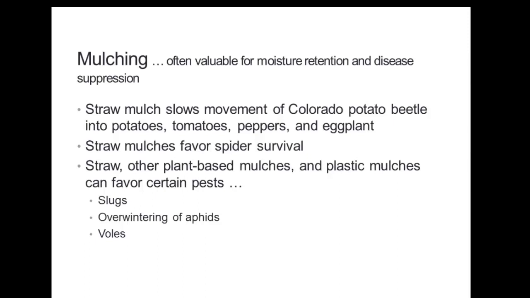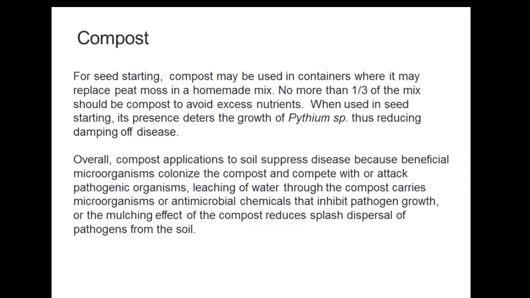They favor slugs. Sometimes plastic mulches help aphids overwinter, even though they might have perished outside had there not been plastic mulch. This year I don't think we're going to see much of that. We're cold enough everywhere. And mulches of one kind or another, be it straw or wood chips or anything else, do favor voles, the mouse-like rodents that cause damage in a number of crops and perennial plants.